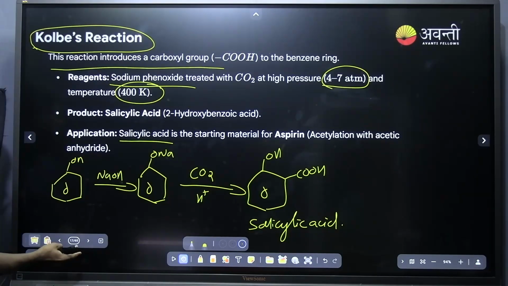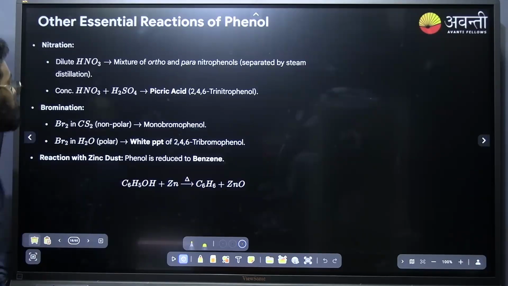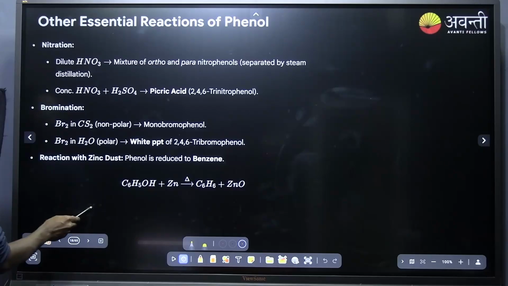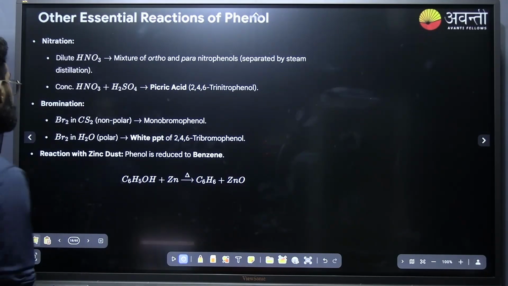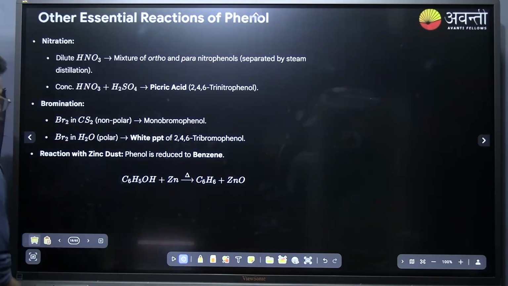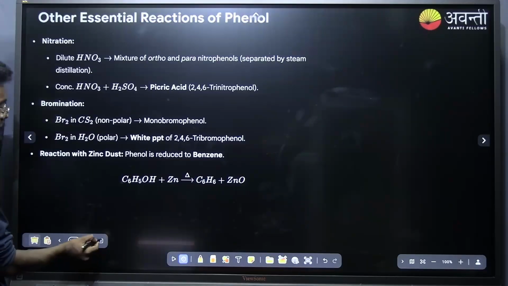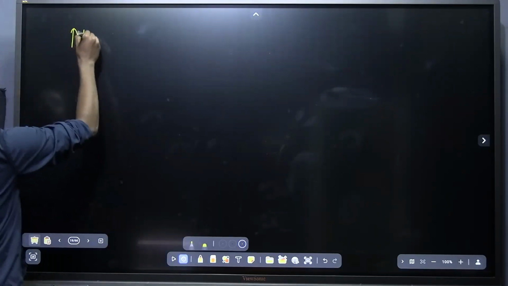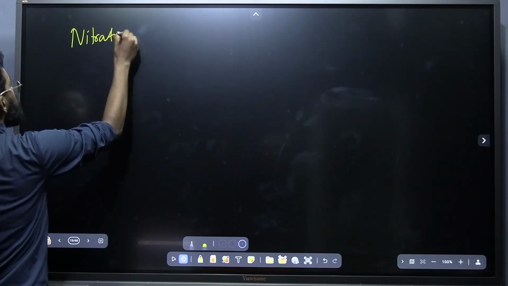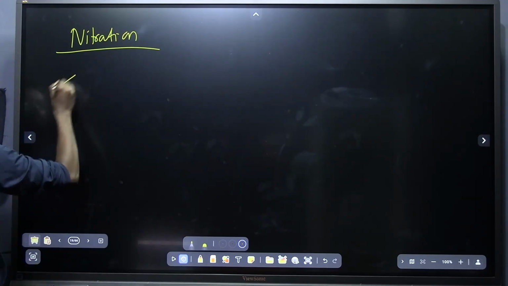Okay, moving to the next. Other essential reactions of phenol. This is a very important one. I will be going through each one by one. First of all, I will be doing the nitration reaction. In the case of nitration, I am taking phenol.